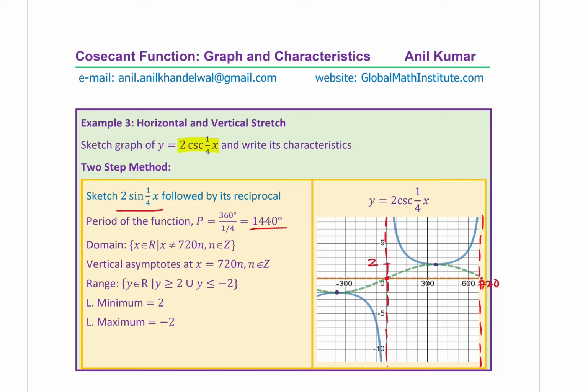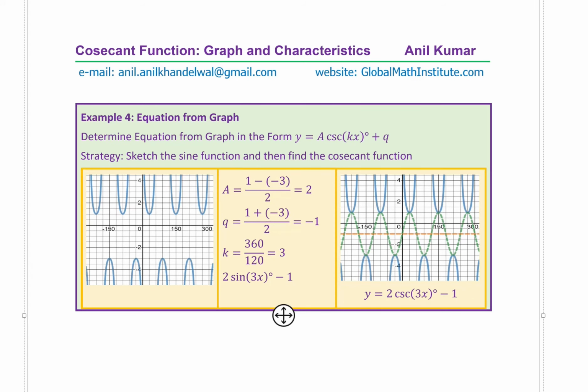We know that there will be vertical asymptotes at 720n. So in the domain, these points will not be included, and those are the vertical asymptotes. The range in this particular case will be y greater than or equal to 2 and less than or equal to minus 2. Local minimum is 2. That is the local minimum point on the cosecant function, and minus 2 is the local maximum as shown here. Correct? Now let's see example 4.